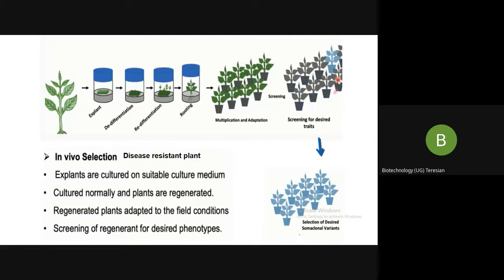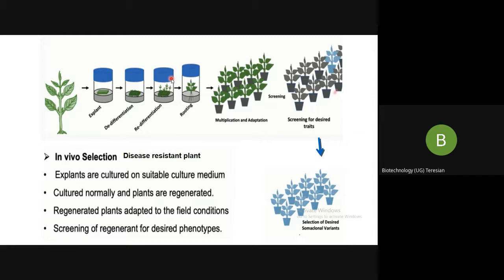This is one way in which you identify a plant which is resistant to a particular disease, and that is known as in vivo selection. Okay, just once again I'll explain. In vivo selection: we took the plant, its explant, and we developed an undifferentiated mass of tissue, callus. We allowed it to undergo de-differentiation so that it could develop into any part of a plant. It undergoes re-differentiation from de-differentiation.